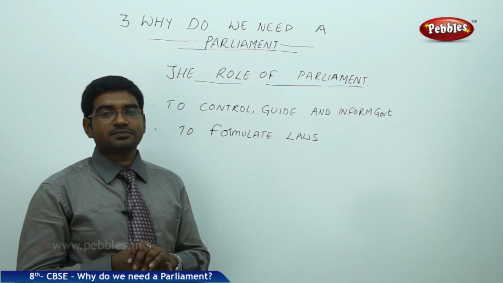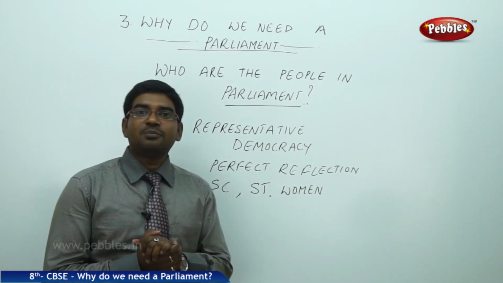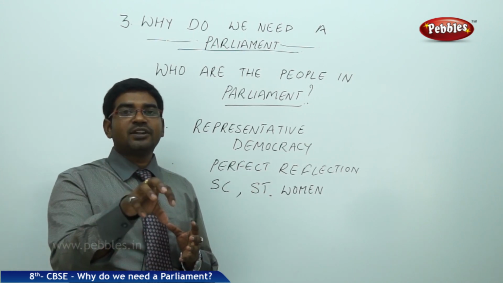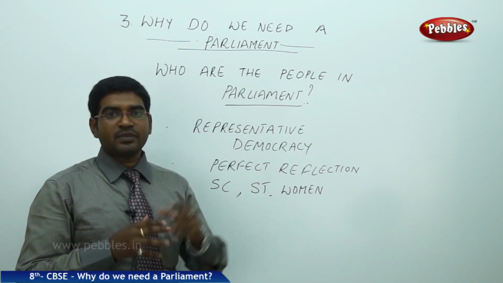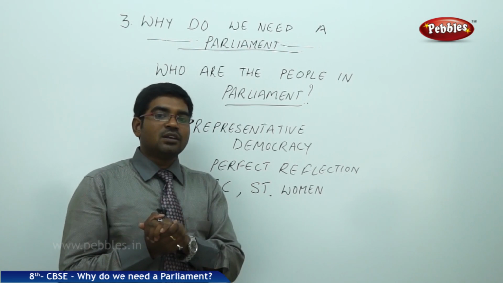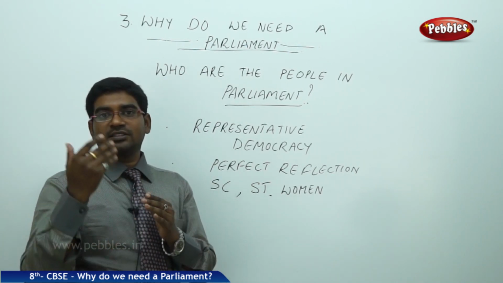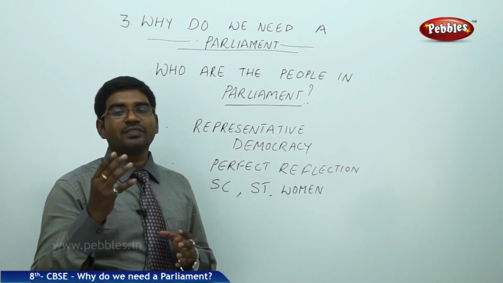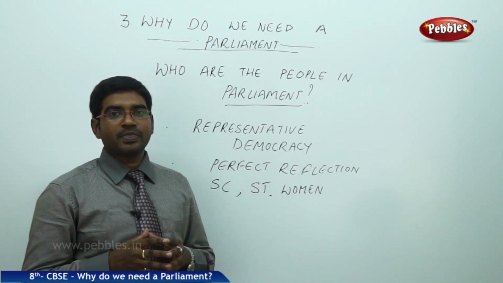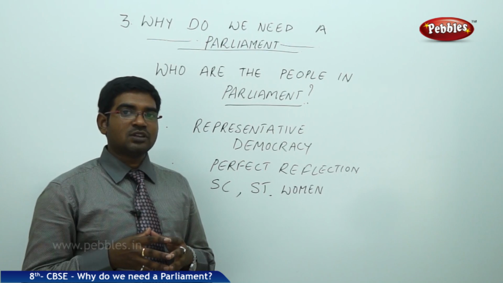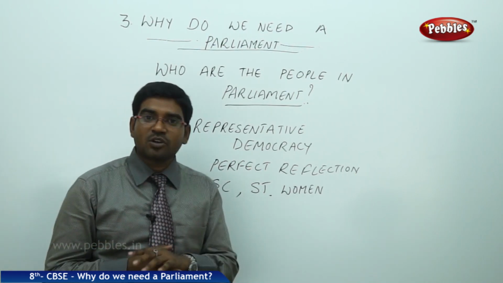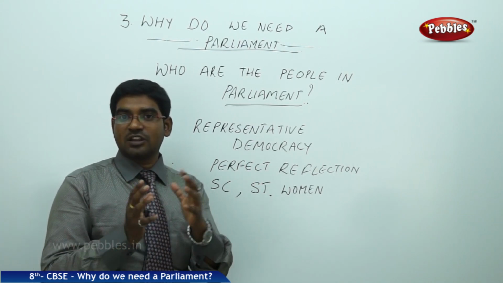Who are the people in Parliament? We have till now discussed that the people's representatives are the members of Parliament. In Lok Sabha we require 545 candidates, that is 543 plus 2, while in Rajya Sabha we have 233 plus 12.